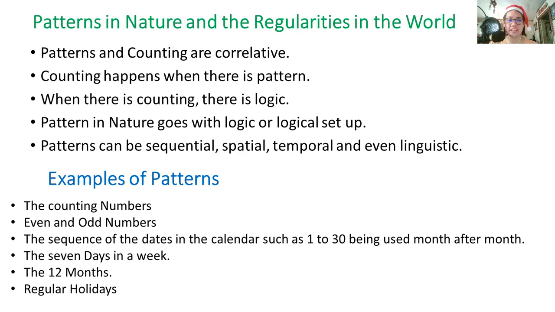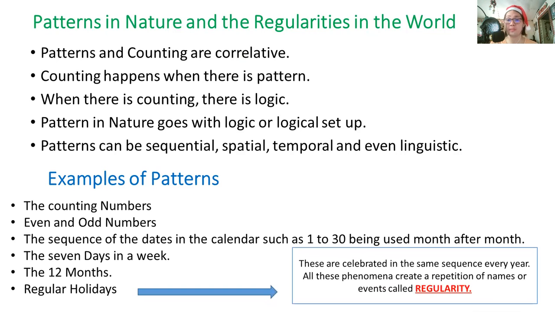So regular holidays are also part of patterns. There is a pattern in regular holidays. And of course, these are celebrated in the same sequence every year, correct? Regular holidays are celebrated every year. This phenomenon creates a repetition of names or events called regularity. So if it occurs every year, or it happens regularly, then it is related to the term regularity. We will define that one later.